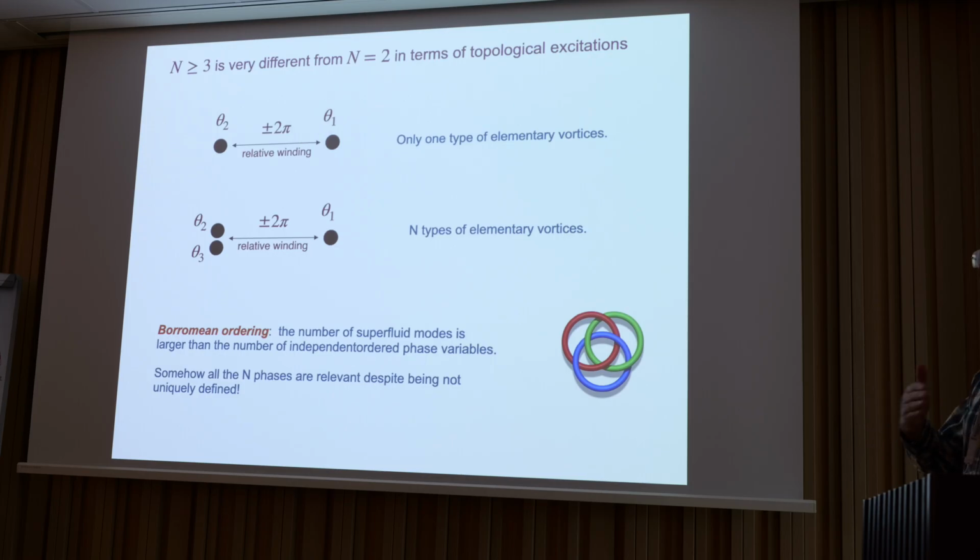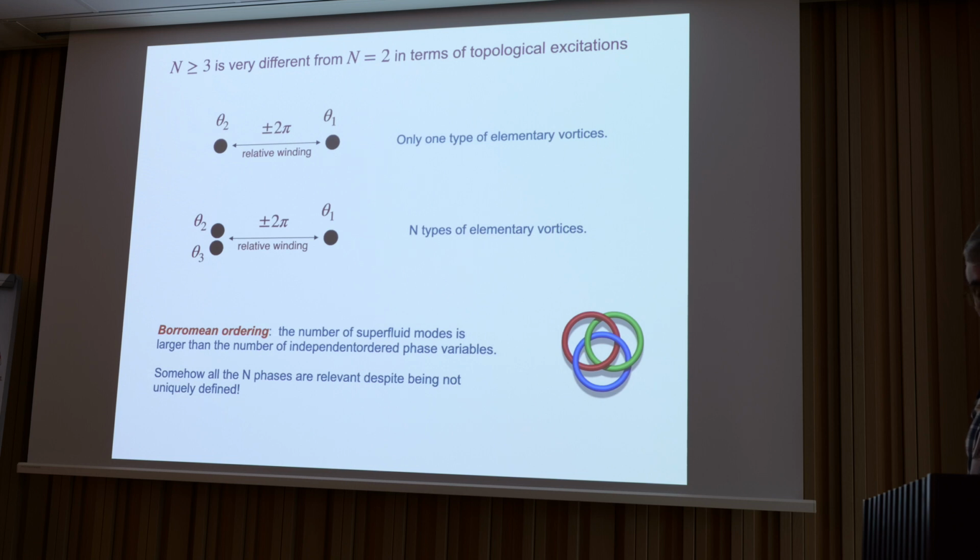Obviously, the number of normal modes, the number of Goldstones is n minus 1, because the net transport is suppressed. But the number of elementary vortices is always n. So here comes an intrigue of how do we actually describe such a ground state macroscopically.